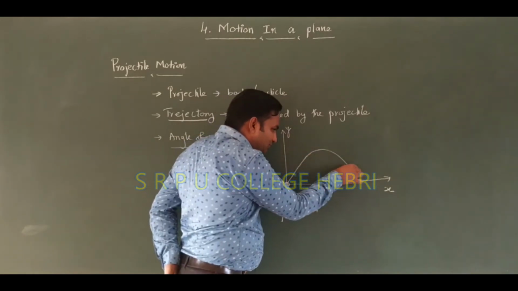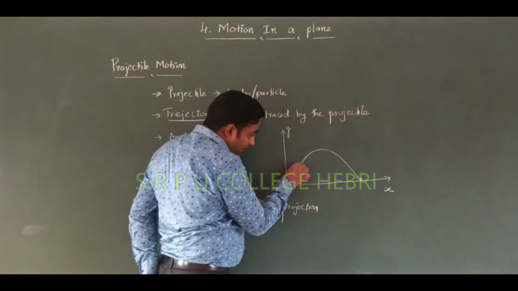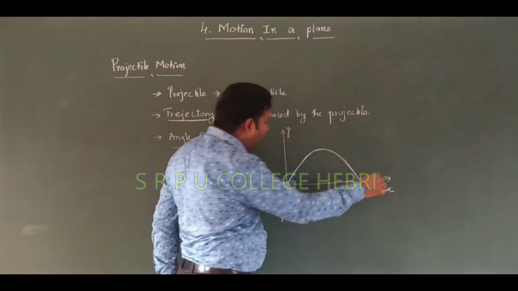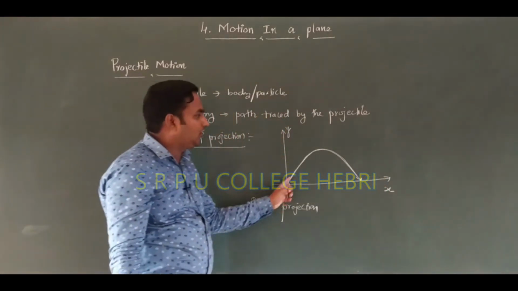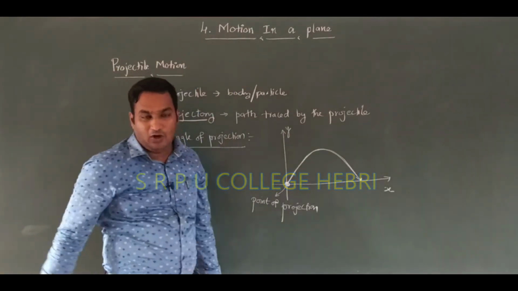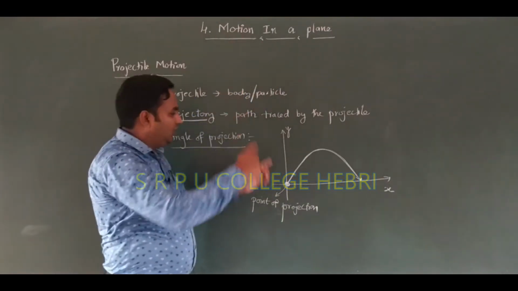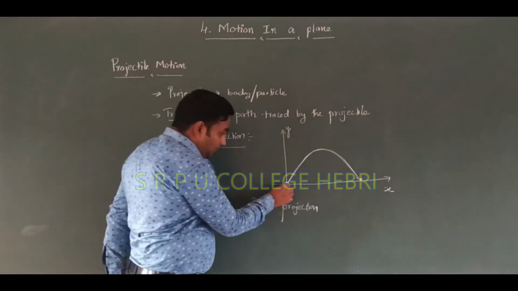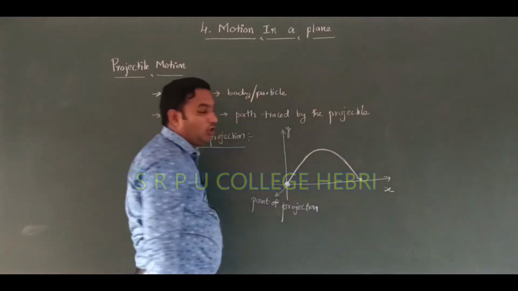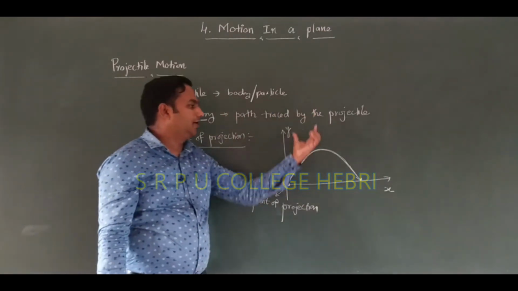the ball is moving like this, just imagine, and the path traced by this ball is called the trajectory. The ball moves along this path. Just imagine a javelin throw, or a shot put, or a batsman hitting the ball for a sixer. The ball moves like this, in this particular path. This path we call a trajectory. Trajectory is nothing but the path traced by the projectile.